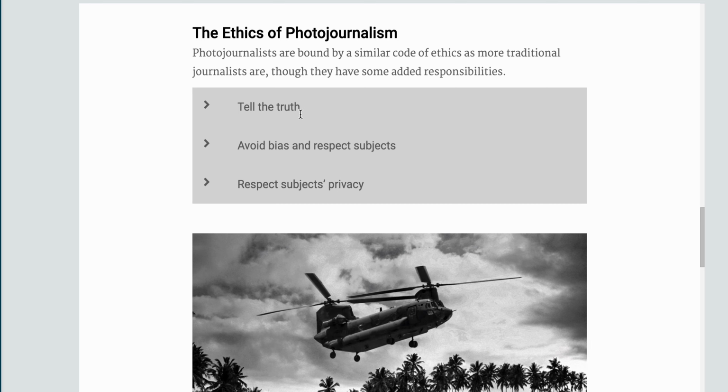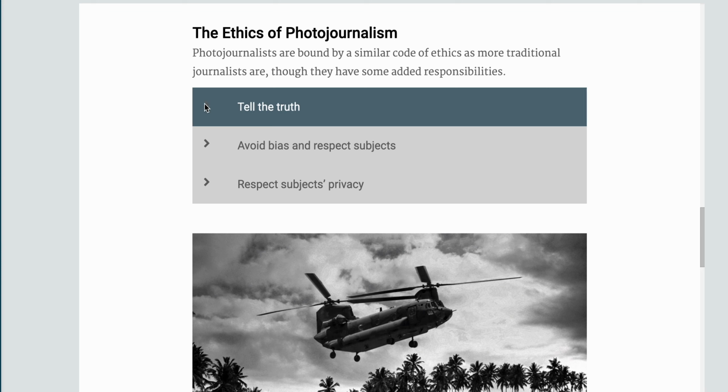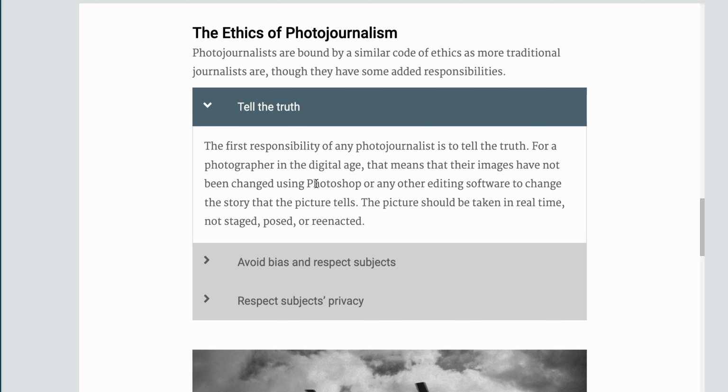Now, photojournalism depends on 3 main ethics. Number 1, tell the truth, and that's really similar to the ethic of journalism. Tell the truth, report the truth. So the first responsibility of any photojournalist is to tell the truth, no matter what.